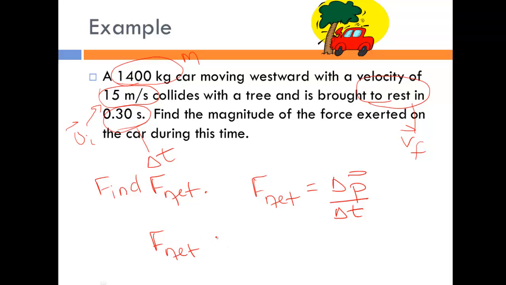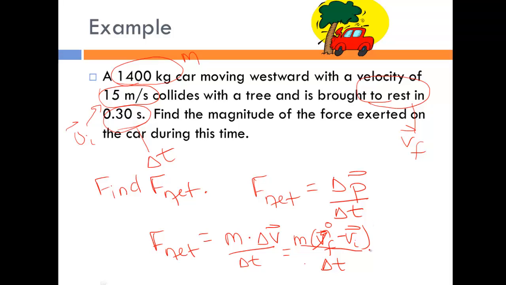So let's come down here and calculate it. Net force is going to be equal to change in momentum. Well, the mass of the car is not changing. So I'm going to factor out mass and say it's mass times change in velocity over the time interval. So mass times final velocity minus initial velocity over the time interval.